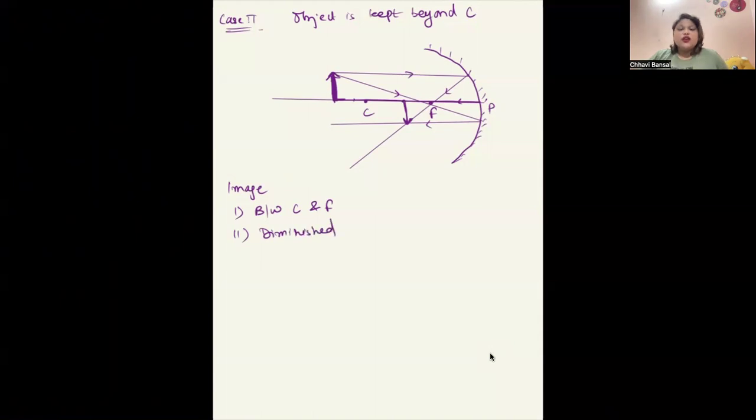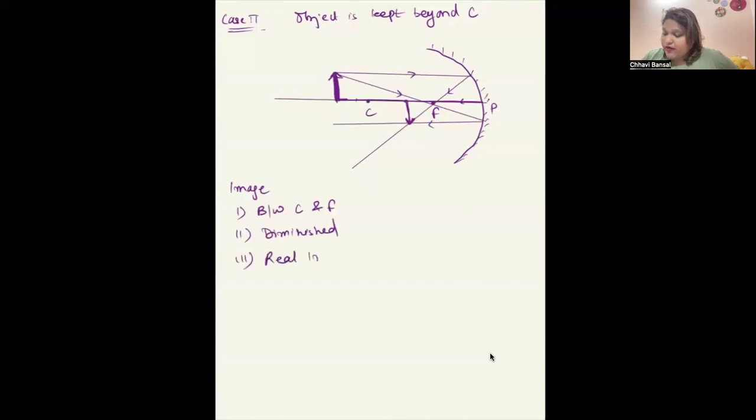Not highly diminished, but diminished. Third, is it a real image? Yes, it's a real image. Why? First, it is being formed in front of the mirror and the focus, the rays are actually meeting at this point. Fourth, it is inverted because it is upside down, right?